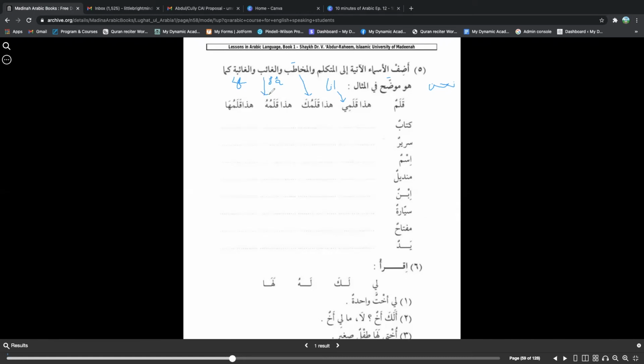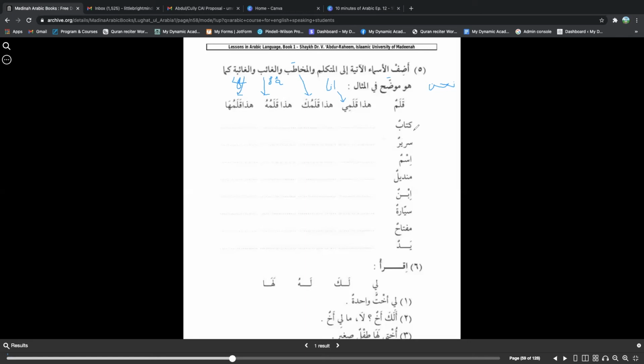غائب would be هذا قلمه. This is his pen. And then غائبة, why does it have the ta marbuta? Because it's referring to her, and she's feminine. هذا قلمها. Her pen. So what you do is you go through and do the same thing with all these examples. You have kitab: هذا كتابي, هذا كتابك, هذا كتابه, هذا كتابها. And likewise with all of them.